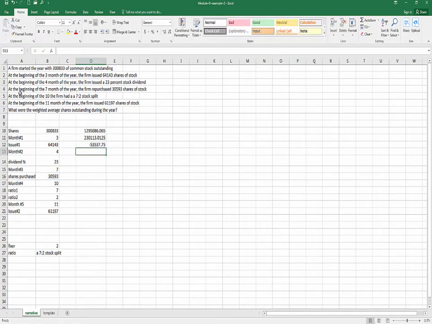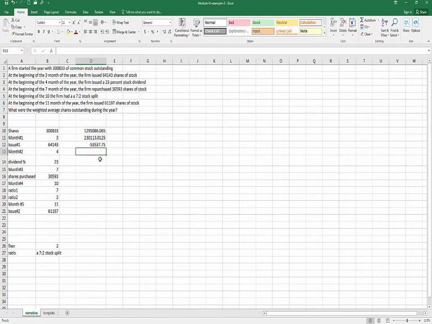Got to get my parentheses in order there. 6/12ths of a year. And then finally, not finally, at the beginning of October, the firm had that 7-for-2 or 3.5-to-1 stock split. Again, that 3.5-to-1 or 7-to-2 stock split is already fully reflected in these earlier amounts because we adjusted each of those by multiplying by 7/2.